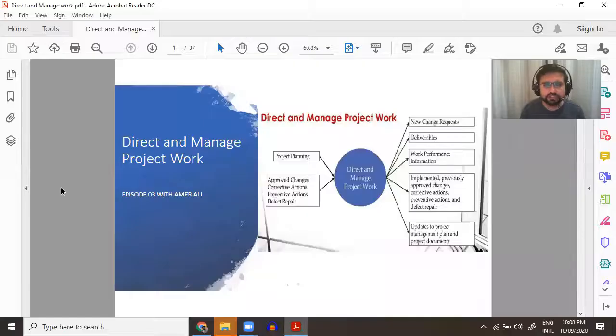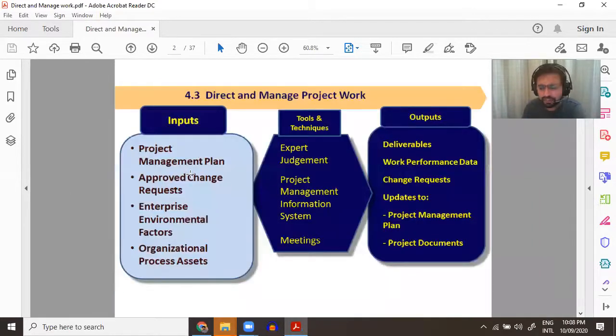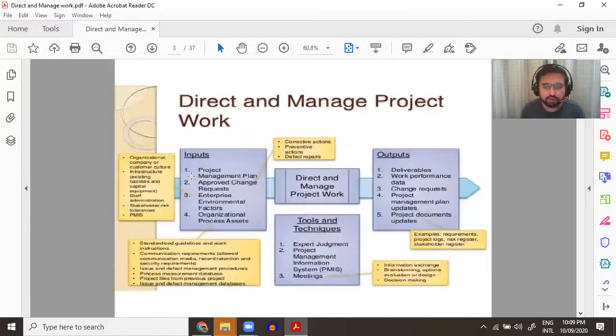So let's take a look at the notes. Basically, what this process is all about: how changes are moved, how things are planned, and how the work is being done. So in Direct and Manage Project Work, data is being produced. You are checking the templates, work performance templates, organizational templates, staff acquisition, work is being done, standards are being followed, so many things. That's why we make the project management plan, and we are doing work according to the approved project management plan in this process.